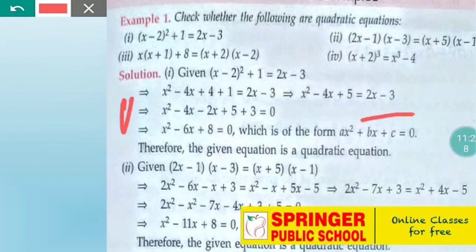So it is in the form ax square plus bx plus c. You can check where a is equal to 1, b is equal to minus 6 and c is equal to 8. So it's a quadratic equation. I hope you have understood this. Let us move on to the next question.